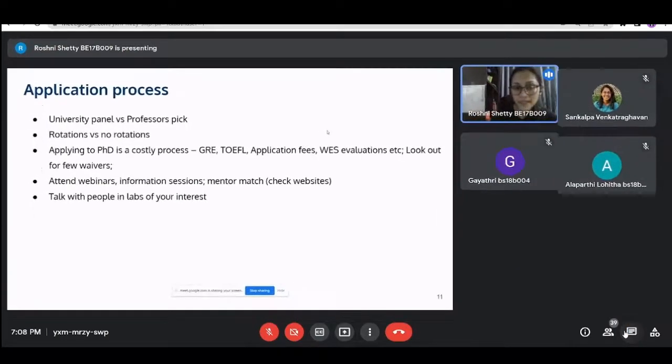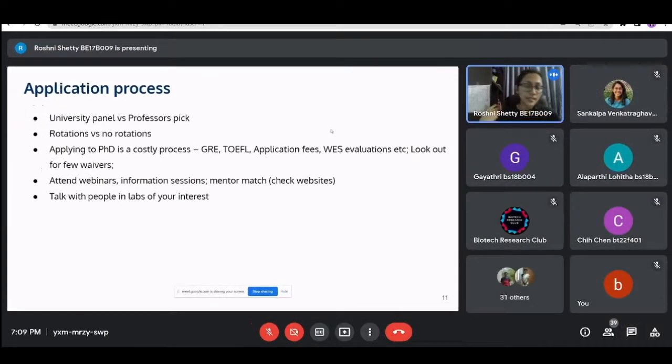Next, talk with people in labs of your interest. If you can get in touch, and if you have Insti people, it's even easier, but I think people would respond if you want to know the type of research, lab environment, and types of projects and so on. It's helpful. So find out if people from Insti are there or have already done their PhD. It's easier to get information that way.